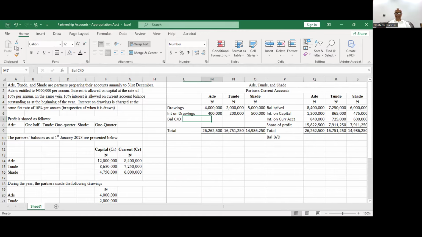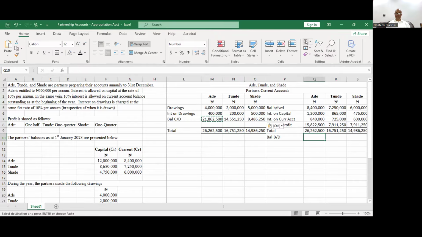So now what will be the difference? We have to find a way to compute and calculate the difference between the two. So what's the difference between the total here and what we have here? So this 4.4 million. Okay, so let's try to come up with this. So let's see what will become of that at the end of the day. So we have 21,862,000, and then we're also going to be having this same figure for Tunde and Shade as well.